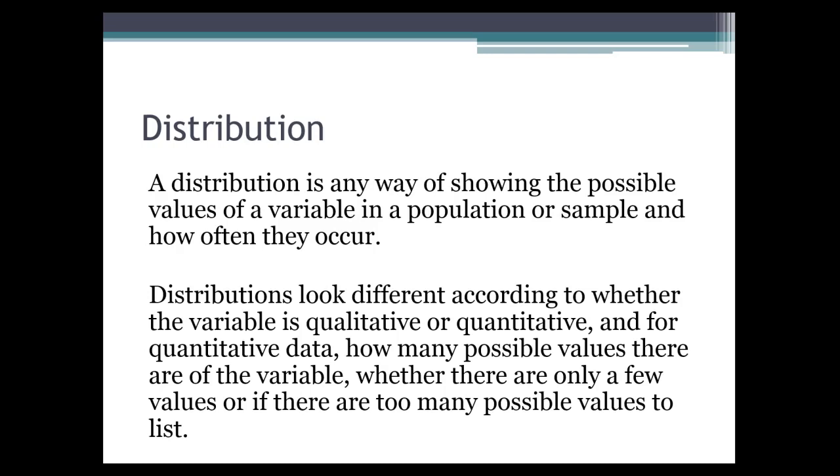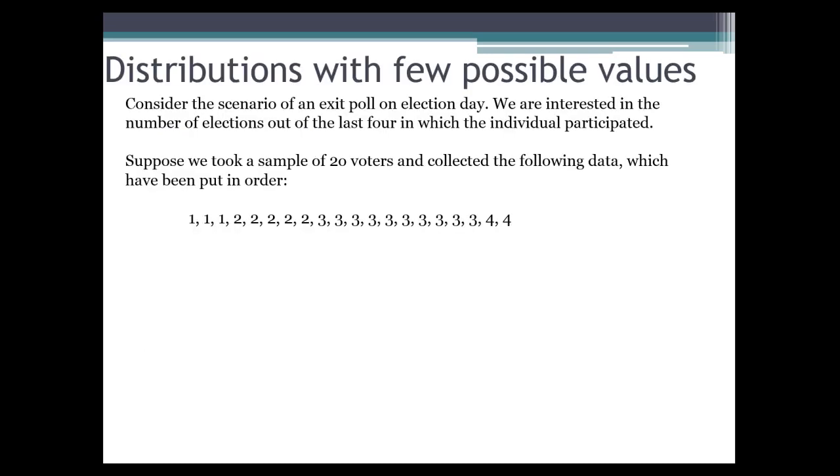And then there's quantitative data. Within quantitative data, the distributions look different based on how many possible values there are. If there are only a few values where you could list them all, it looks one way, but if you've got too many possible values to list, it looks a different way. So let's start with quantitative data where there's just a few possible values.